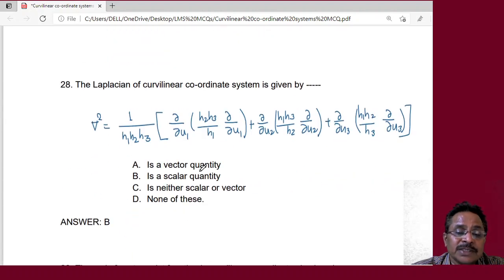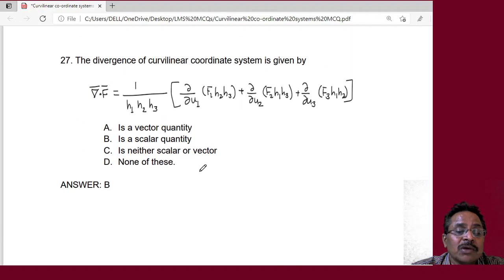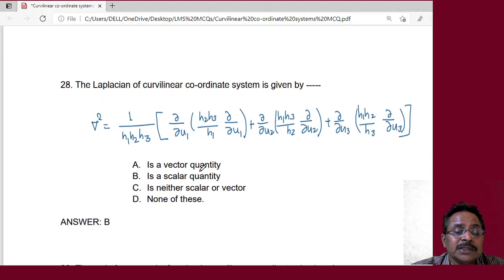Now, this question is again exactly similar. This is the Laplacian. Try to understand the difference between this and this. So this is our divergence. The Laplacian is given by del square. This operator, the Laplacian del square, is again equal to 1 upon the product h1 h2 h3 of the scale factors. Then in the bracket ∂/∂u1, in the bracket the scale factors of the second and third directions divided by the first direction, h2 h3 upon h1 into ∂/∂u1, and the second and third terms can similarly be written.